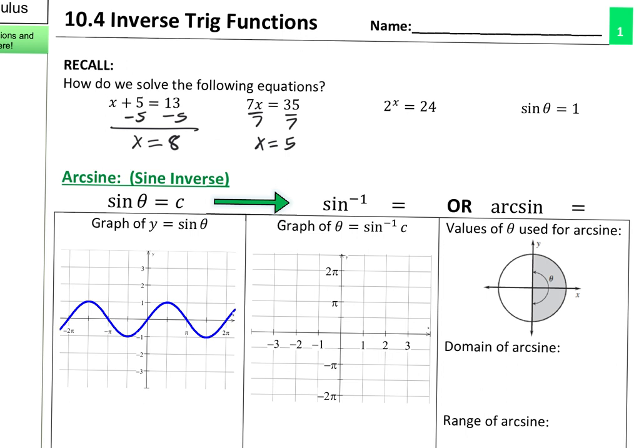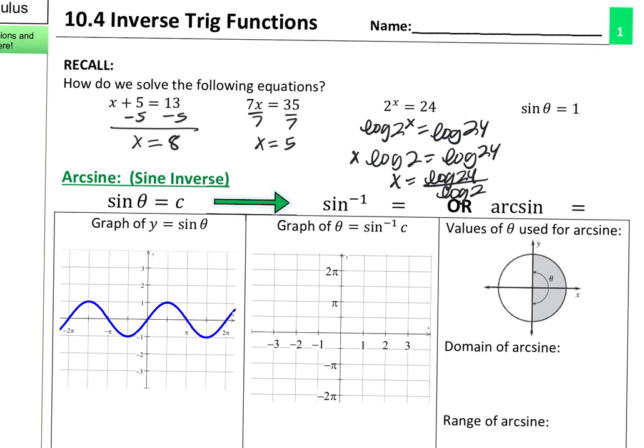If we have something that's exponential, to undo exponential, that's when we take the log of both sides, remember? That would be our first step. And then, of course, we would keep going from there. Here we can use the properties of logs, bring down that x, and then to get x by itself, divide by log of 2. So you get log of 24 divided by log of 2.